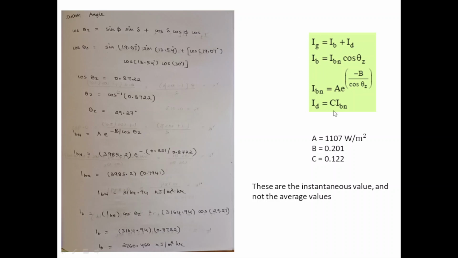So using these relationships we calculated the values of A, B and C, which are taken from the literature. Here we converted the watt per meter square into kilojoule per meter square hour, and then we used formulas like IB equals IBN cos theta z, where theta z is the zenith angle. Then we calculated the intensity of the diffusive radiation, and the sum of the beam plus the diffusive radiation was the global radiation, that is the intensity of the global radiation.